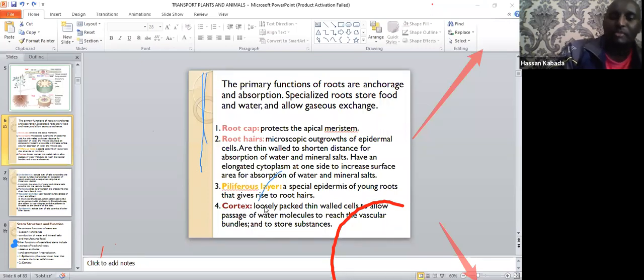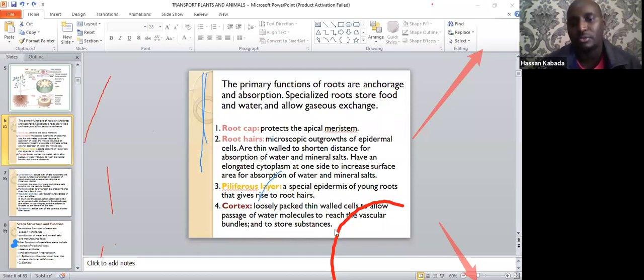Then we have the cortex. This is now the inner part of the root. We have the cortex, loosely packed thin-walled cells to allow passage of water molecules to reach the vascular bundle, that's the xylem, and to store water, store substances.